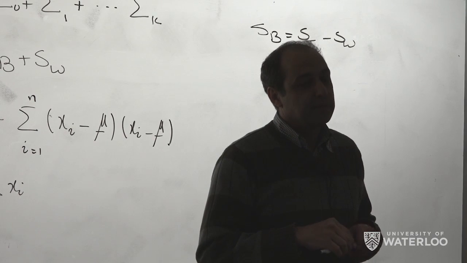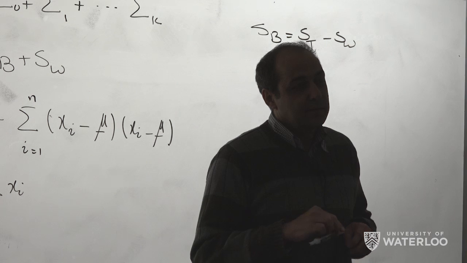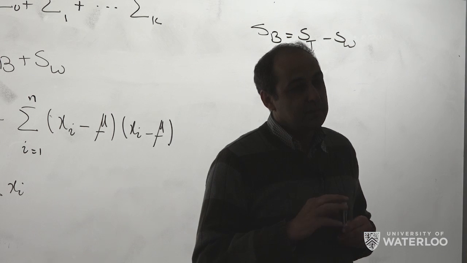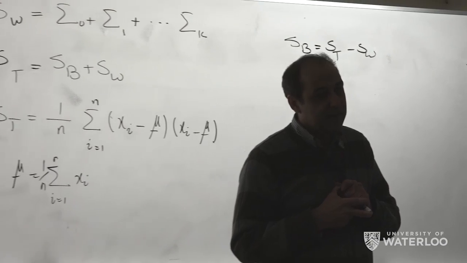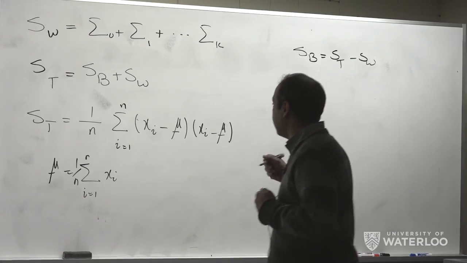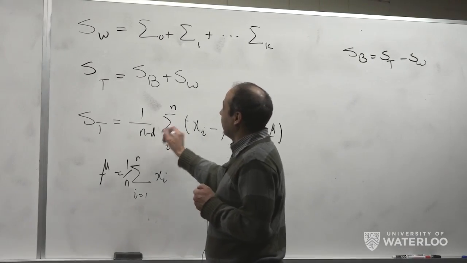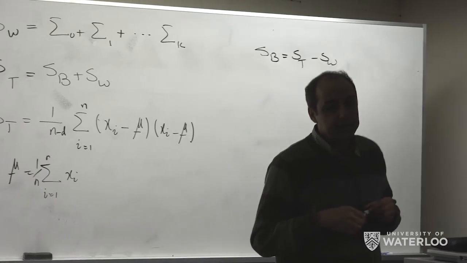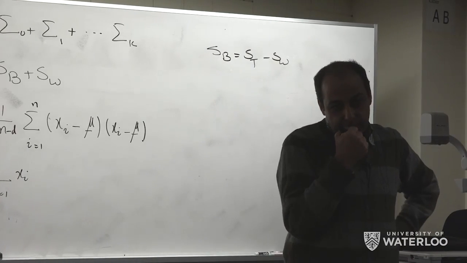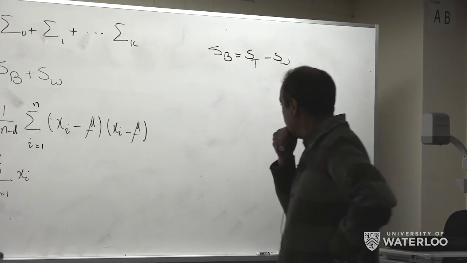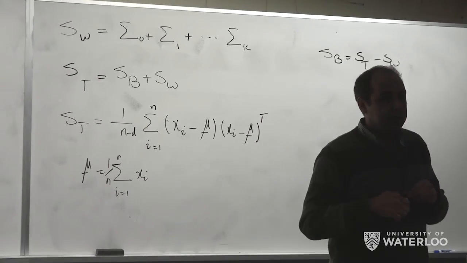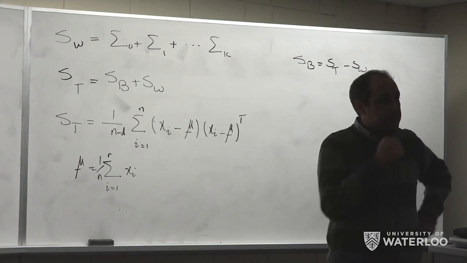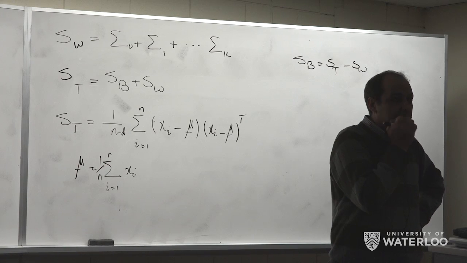Yes? The total variance, I think it would make a difference when n is large, but would you divide by n or n minus d? Yeah, if you want to be correct, it's n minus d. Is there a transpose? Any questions?